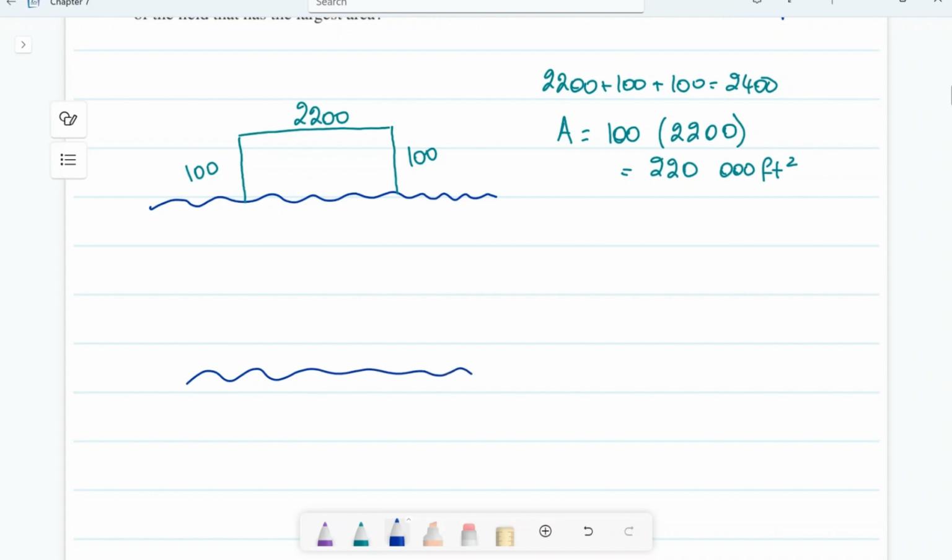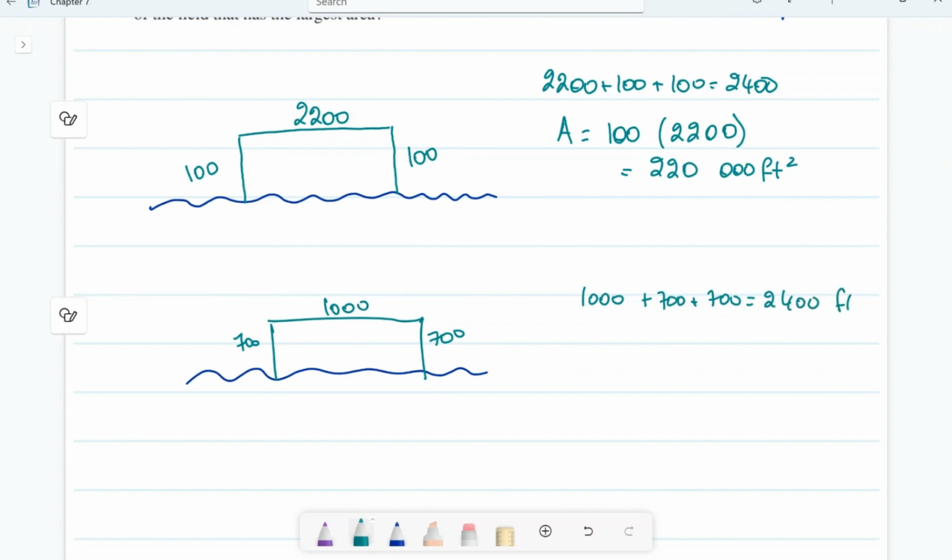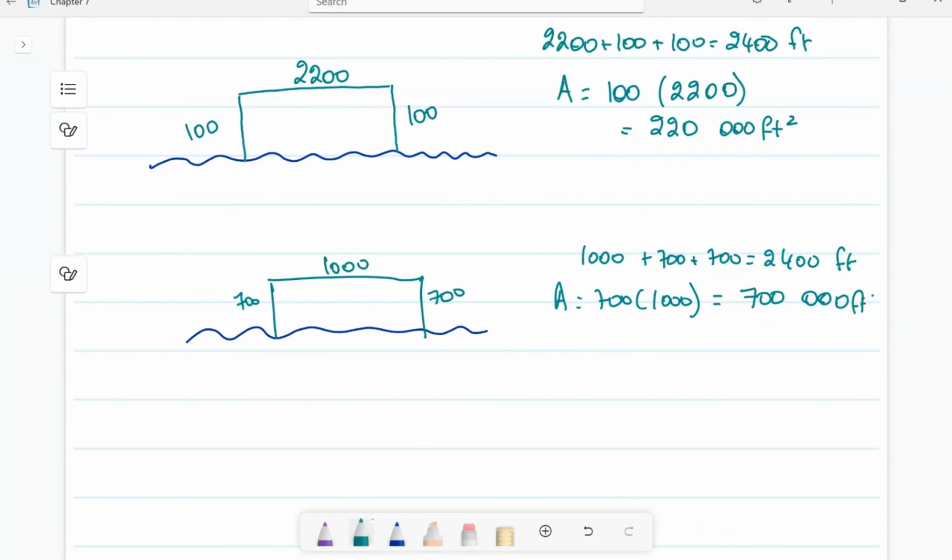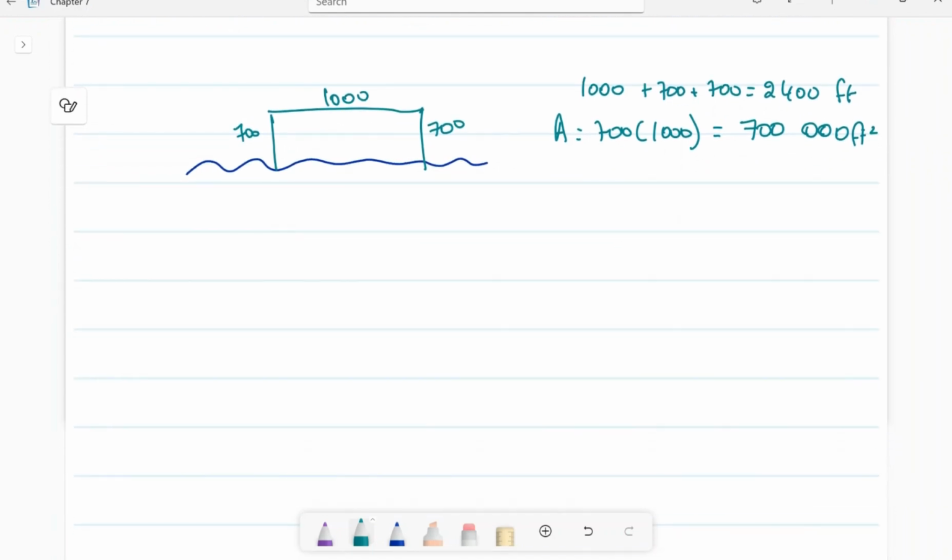However, this is not the only option. We can have a lot of options. What if this was 700 and 700 and this was 1000? Again, they all add up to 2400 because 1000 plus 700 plus 700 is 2400 feet. And the area is 700 times 1000, which is 700,000 feet squared. So we can have a lot of options. And in this problem, we would like to find the option that maximizes the area.